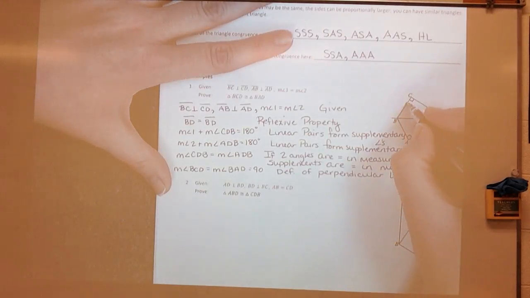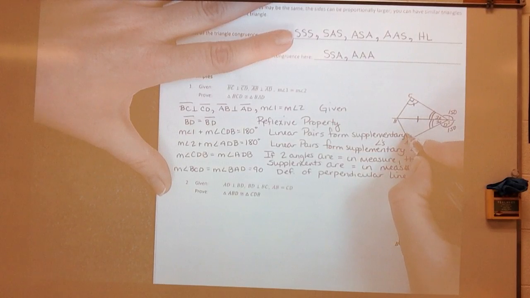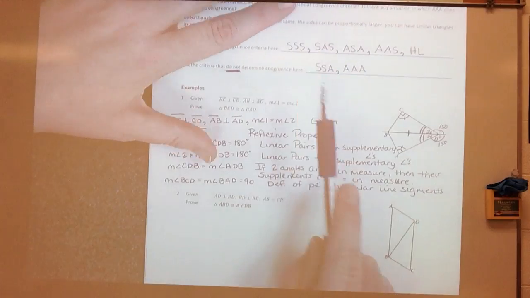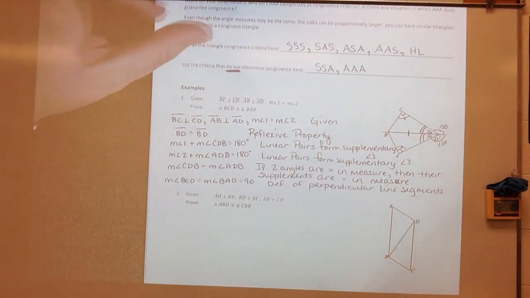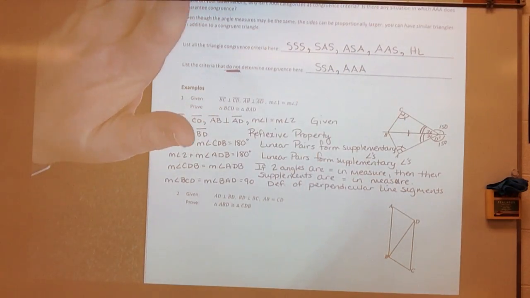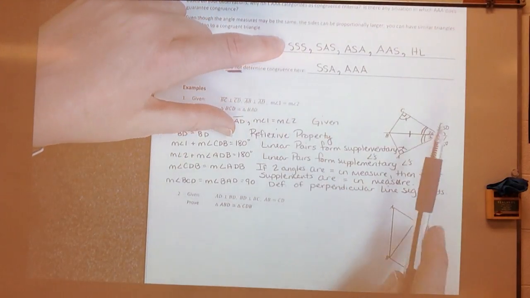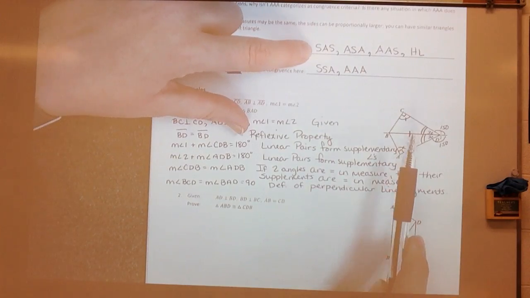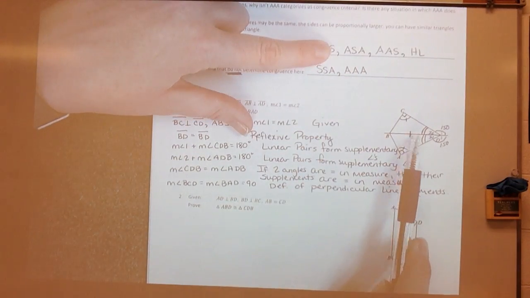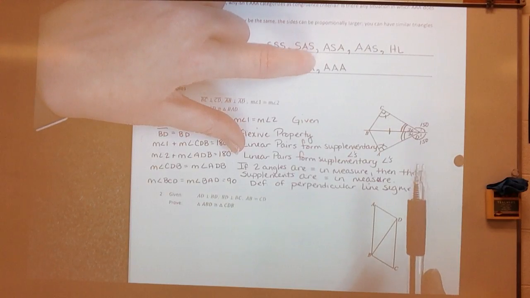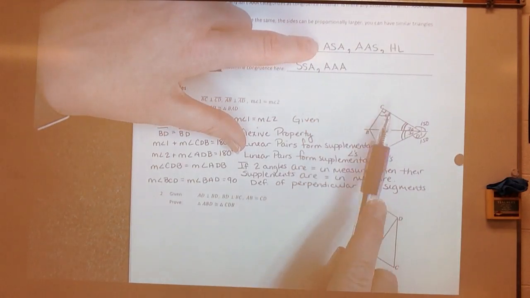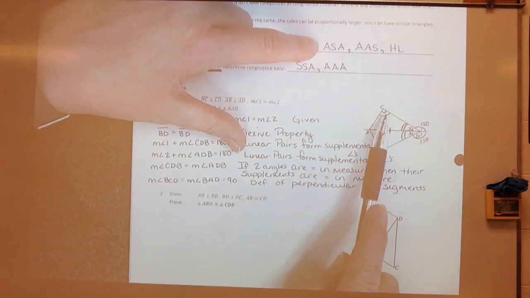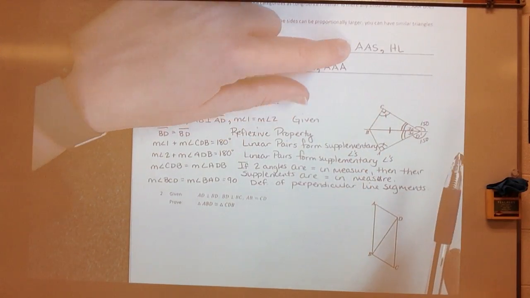Alright, so now, look at what we've got. Let's see if we've gotten far enough to prove. Can we use side, side, side? We've only proven one side, so that's not going to work. Angle, side, angle? Remember, the side has to be between the two angles. So angle, side, angle, that's not going to work.